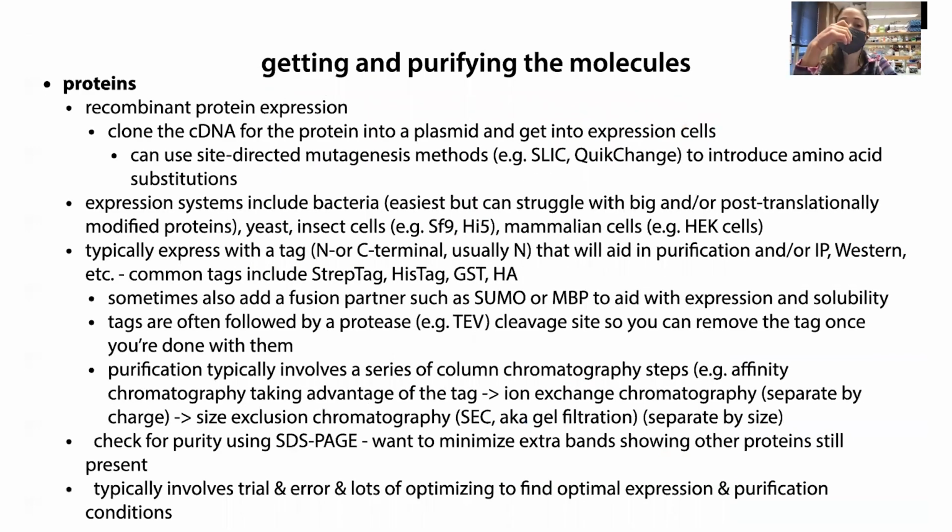As we'll talk about later, when we're doing the cloning, we can use methods like SLIC or QuikChange for site-directed mutagenesis in order to introduce amino acid substitutions. So make mutations that are going to change the sequence of the protein and allow us to test whether certain residues are actually important for the interactions. So let's talk about some of the methods that we can use to actually study these interactions.